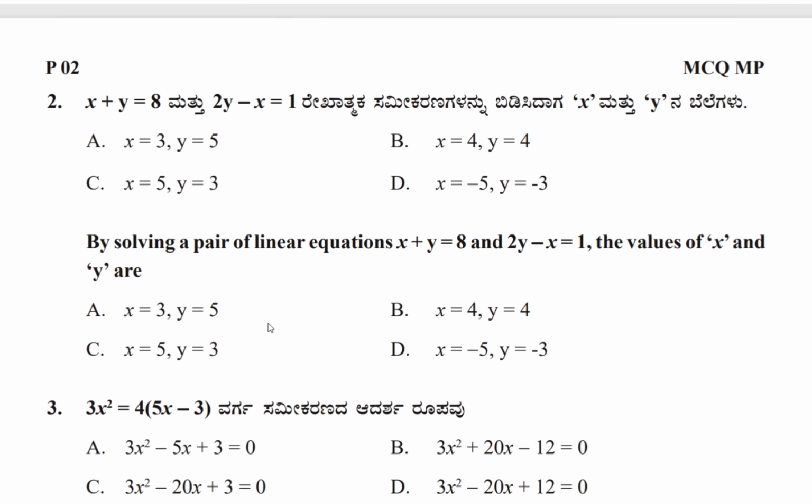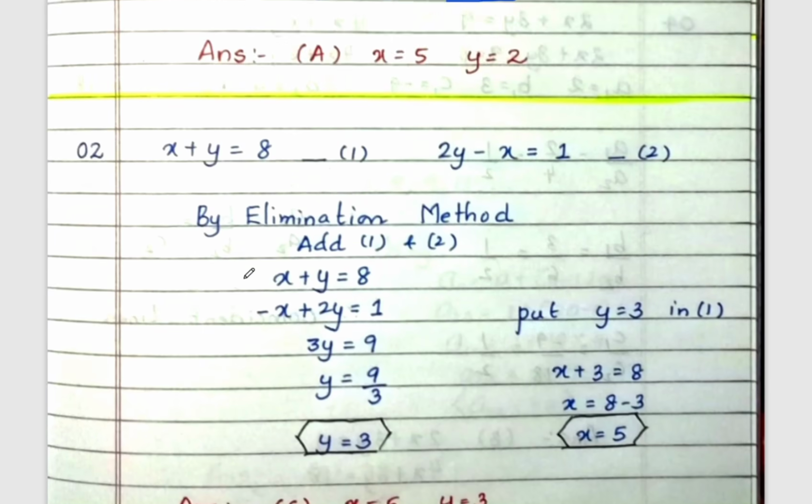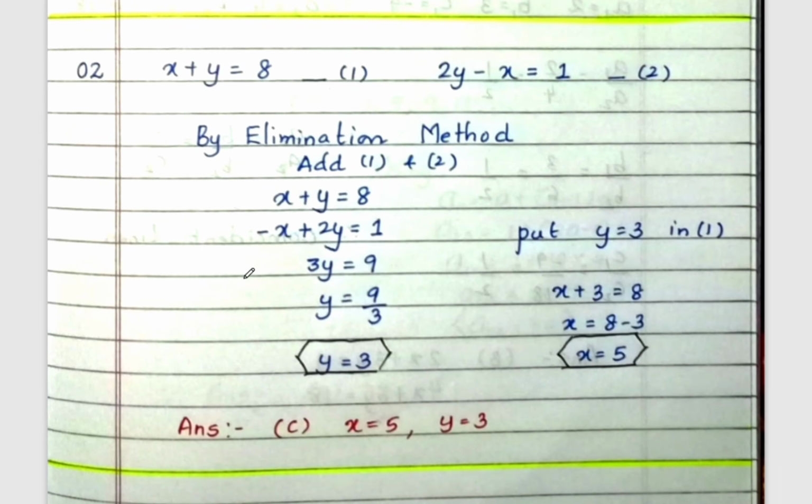Question number 2. By solving a pair of linear equations x plus y equals 8 and 2y minus x equals 1, the values of x and y are. Students, a pair of linear equations can be solved by elimination method. Now consider x plus y equals 8 as equation 1 and 2y minus x equals 1 as the second equation. Add these two equations. Now plus x and minus x will cancel out.